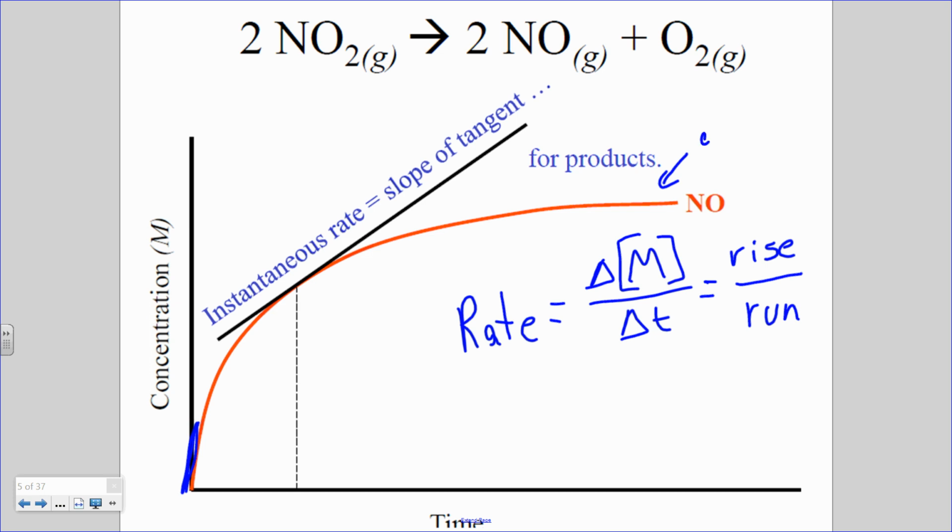And at equilibrium, the rate is 0. Why? The reaction's still going on, but the change in concentration for the products and reactants is not changing anymore. It's staying the same. So time keeps getting bigger, but this becomes 0.